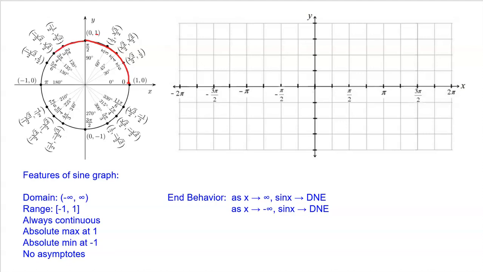But now my y-coordinate is going down. So now the graph is going down. And then at pi, a half circle, it reaches 0. And then it keeps going, and now it's dipping down to the negatives.